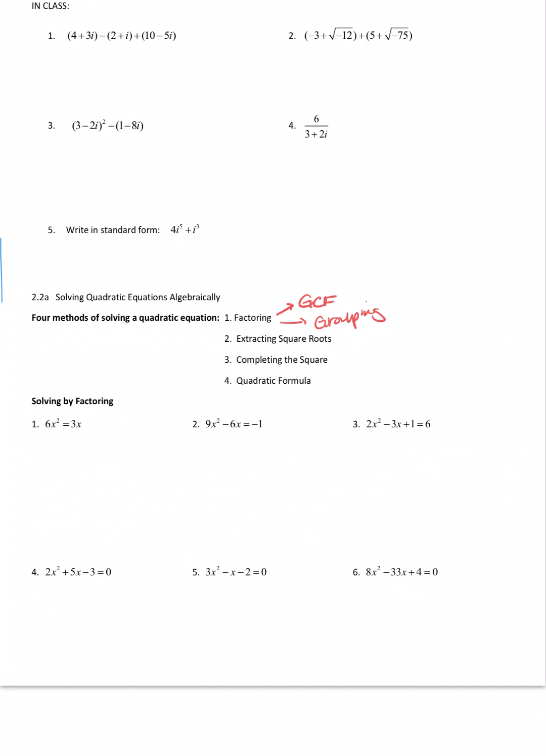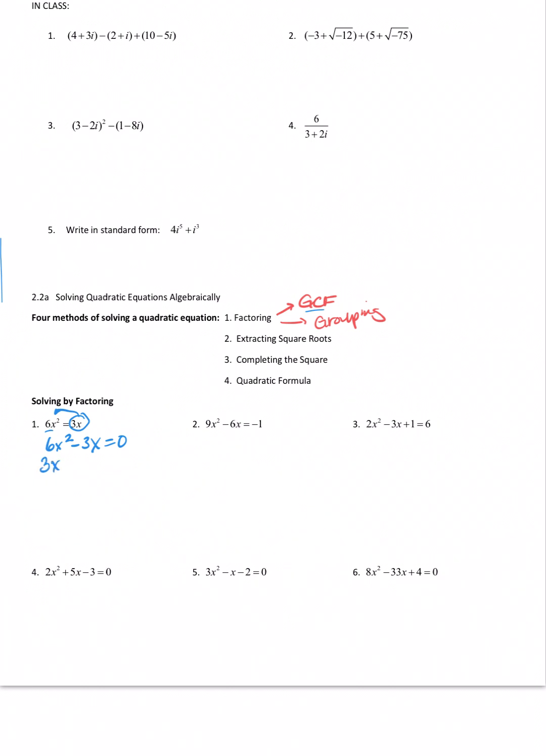6x squared minus 3x. Now, I want you to notice the x squared is positive. You always want that to be positive when you are factoring. So I need to move everything else towards that x squared. So if I move the 3x over, I'll have 6x squared minus 3x equals 0. Now, I only have 2 terms. So if there's only 2 terms, that's where that GCF comes in place. So what do these 2 terms have in common?